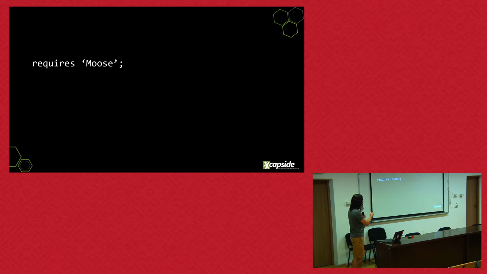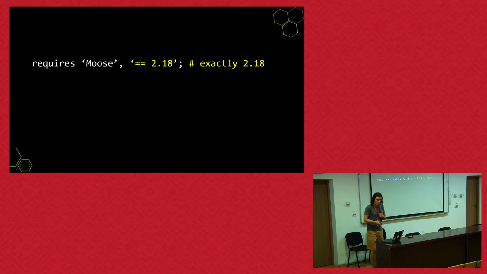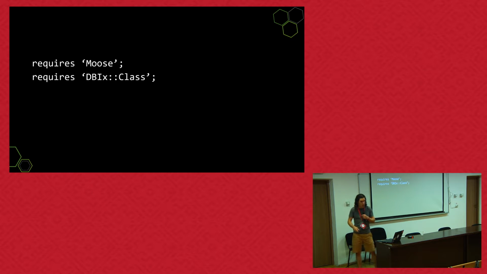And you would do it like this. So if you depend on Moose, you would write it just like that. If you depend on a specific version of Moose, you could do this, which would mean I require at least version 2.18 of Moose. If you need exactly 2.18, that's how you would do it. And then you can create more complex conditions and so on. And if you not only depend on Moose, but also on the DVX class, that's how you would do it.